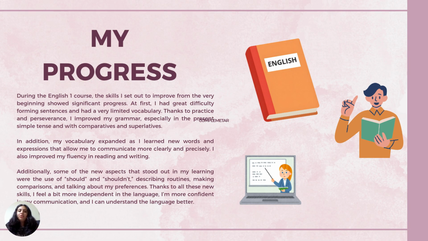My progress. During the English 1 course, the skills I set out to improve from the very beginning showed significant progress. At first, I had great difficulty forming sentences and had a very limited vocabulary. Thanks to practice and perseverance, I improved my grammar, especially in the present simple tense and with comparatives and superlatives. In addition, my vocabulary expanded as I learned new words and expressions that allow me to communicate more clearly and precisely. I also improved my fluency in reading and writing.